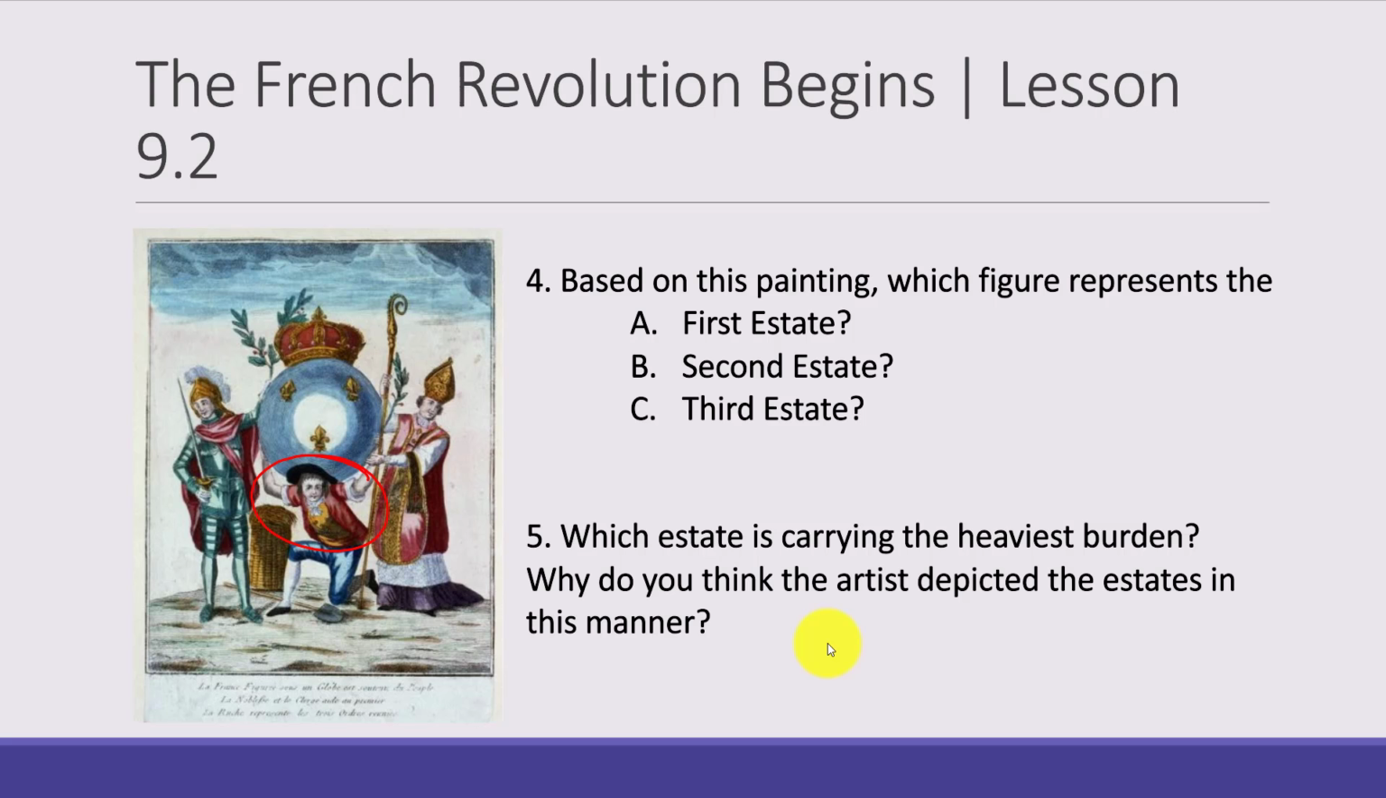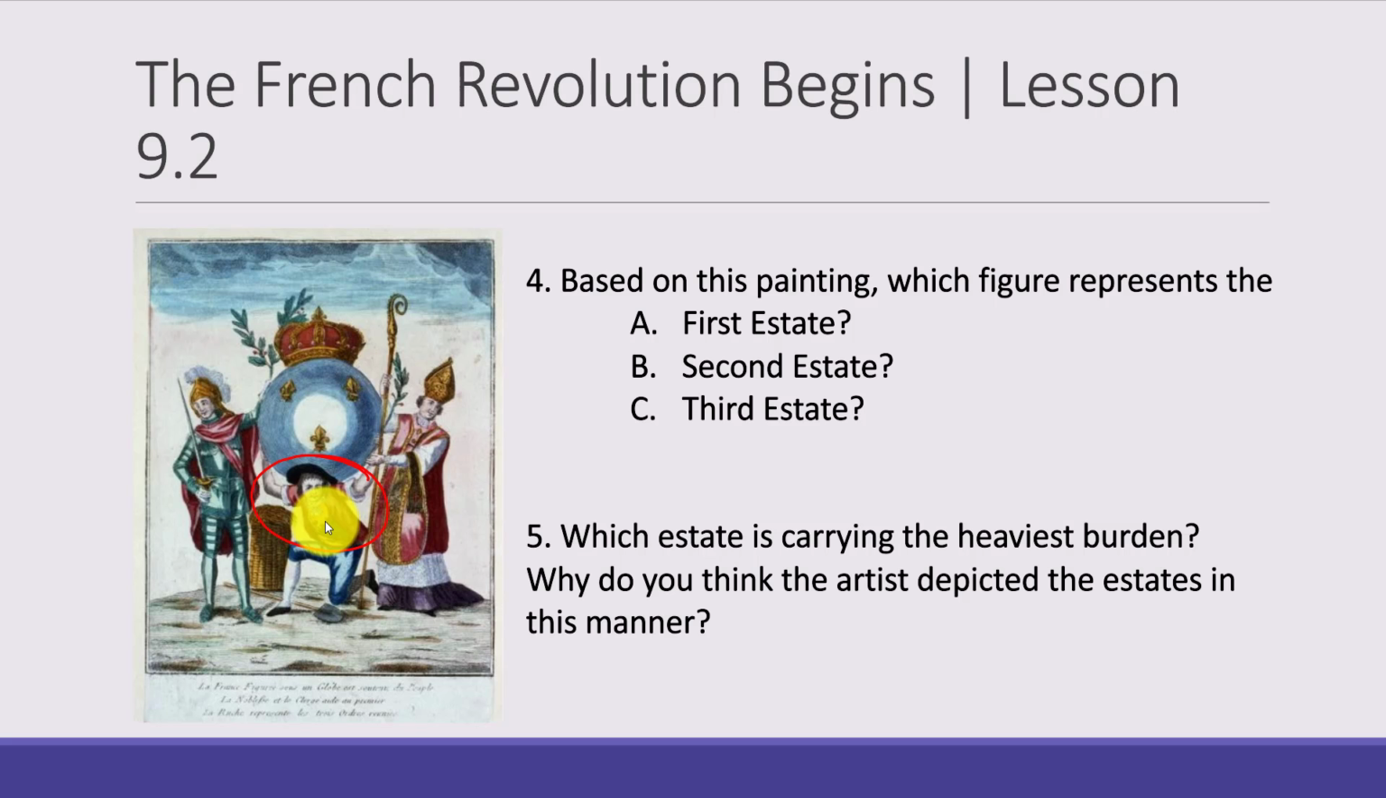Okay, so based on this painting, and if you answered this in Edpuzzle as well, awesome. If you said that the first estate was the clergy, you're absolutely right. This is the first estate. This is the second estate, and this would be the third estate that's circled here. Now the estate that's carrying the heaviest burden would be the third estate, which is this man right here.